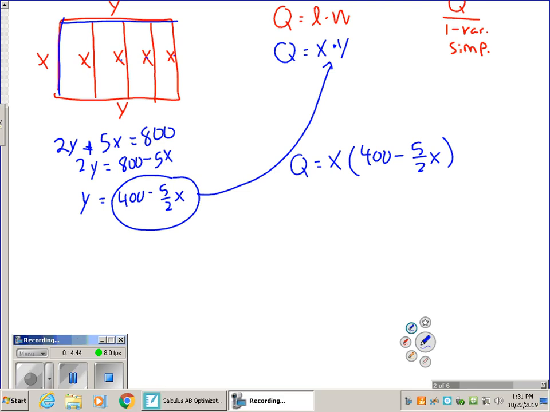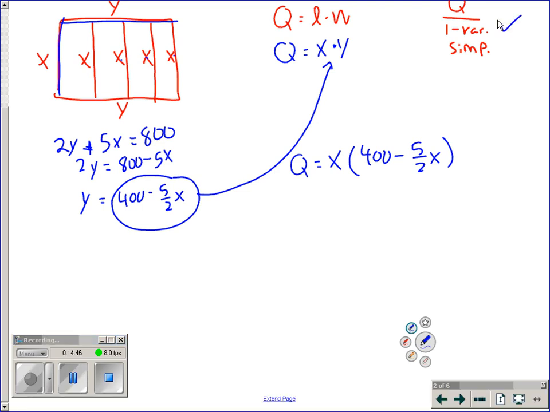All right, great. So we got it in one variable, and now I want to simplify it so I can take the derivative. To simplify it, just distribute the x, right? It's going to be 400x minus 5/2 x squared. So we got it simplified and in one variable, and I'm trying to maximize the area. So this is my area formula in terms of x, and I'm trying to find an extreme value. And we know how to find that.